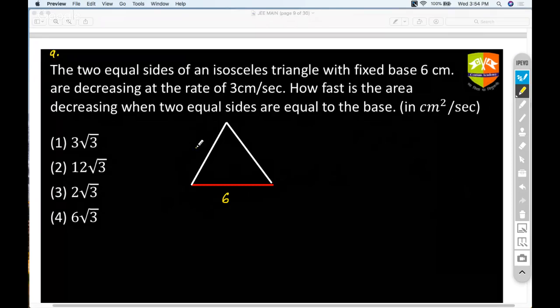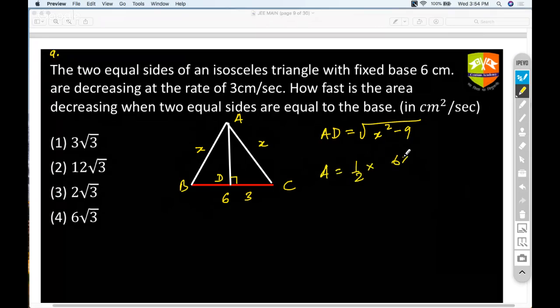So let's say these two equal sides are of length x each. Let's say this is my A, B, and C sides, and I drop a perpendicular. When I drop a perpendicular, this is going to be 3. So the perpendicular, let's say AD, is going to be under root of x square minus 9. So the area of this triangle is half base into height. That's going to be 3 times under root x square minus 9.